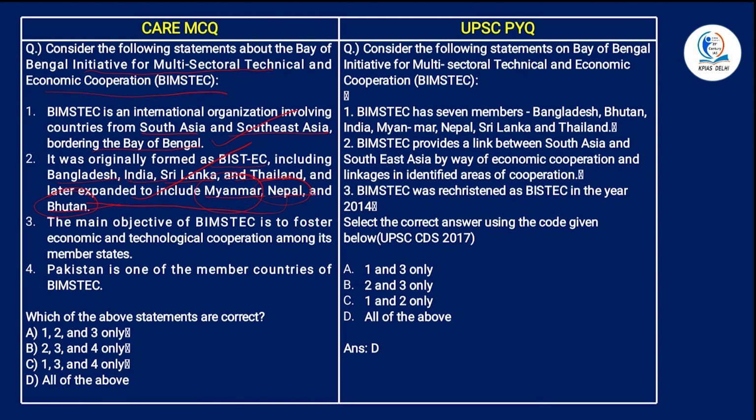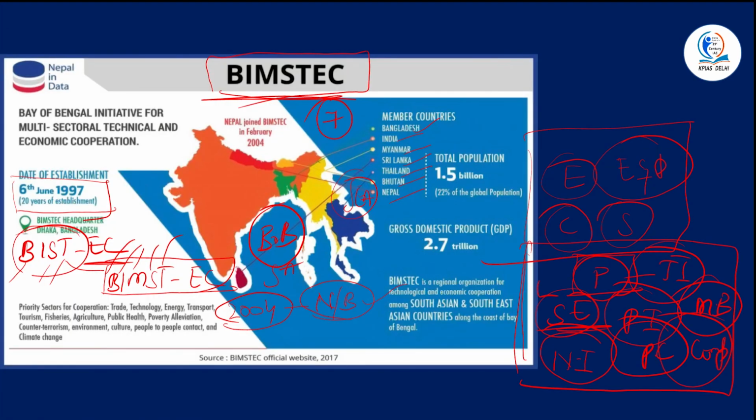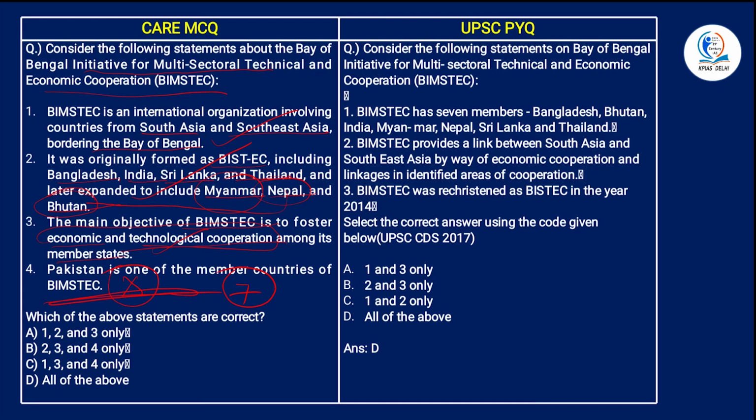Third, the major objective of BIMSTEC is to foster economic and technological cooperation among its member states. Out of various objectives, economic and technological cooperation is also one of the objectives of this BIMSTEC grouping. Fourth, Pakistan is one of the member countries of this BIMSTEC. As we have seen the seven member countries in our earlier discussion, it includes Bangladesh, India, Myanmar, Sri Lanka, Thailand, Bhutan and Nepal. So Pakistan is not a member. If you eliminate 4, you are left with only one option. Option A, 1, 2 and 3 are correct. A similar question has also been asked in a UPSC examination. You can go through this and attempt this question, which was asked in the CDS examination.